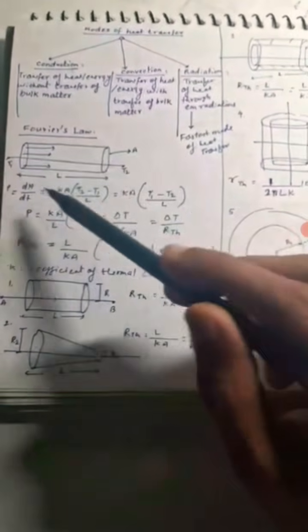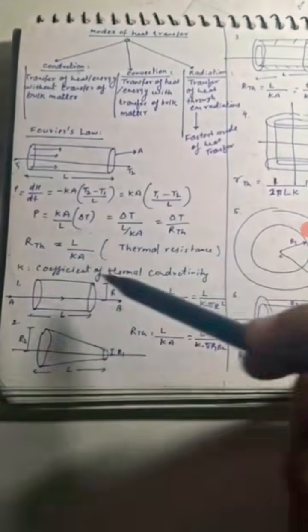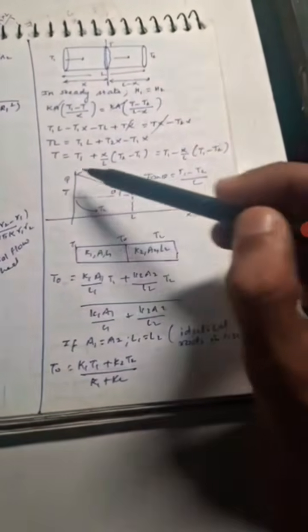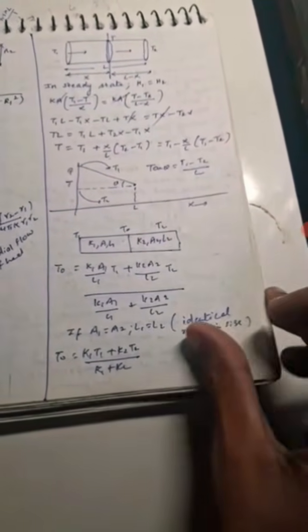There we have Fourier's law, which is about heat transfer through a conducting rod, which is maintained at certain temperature difference. Then we have coefficient of thermal conductivity, various concepts related to thermal resistances, various cases related to them. And finally, we have graphical variation of temperature as a function of the x coordinate, then temperature of the interface, and various cases related to that.